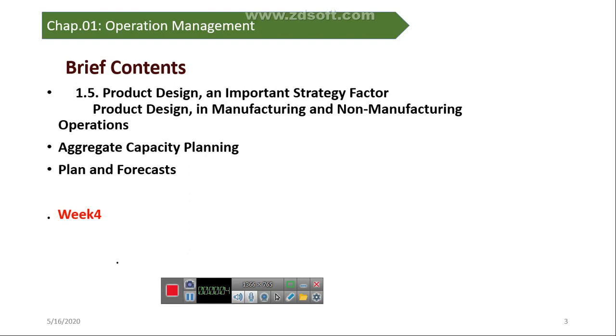Bismillahirrahmanirrahim. Brief content of operation management, product design, an important strategy factor. Product design in manufacturing and non-manufacturing operation, aggregate capacity planning, plan and forecast. First, we will discuss product design in detail: what is product design, then we will come to important strategy, then manufacturing. So let me explain a little bit more today regarding product design that you have.